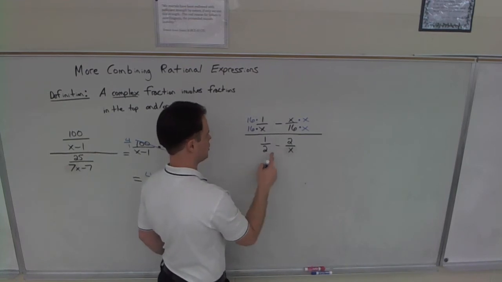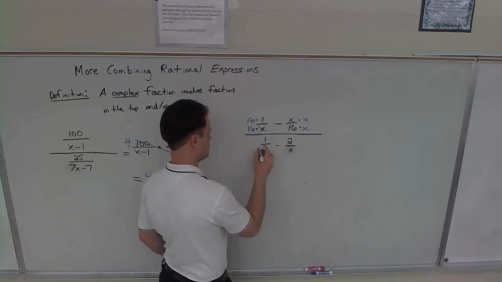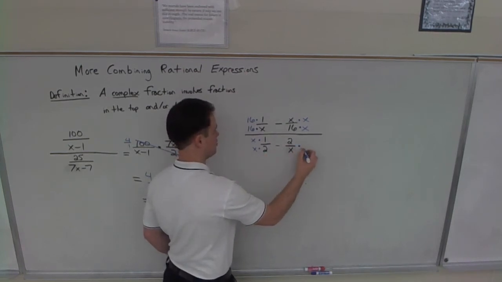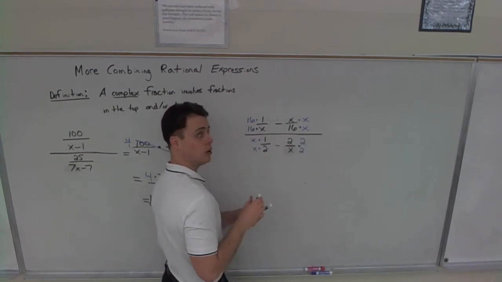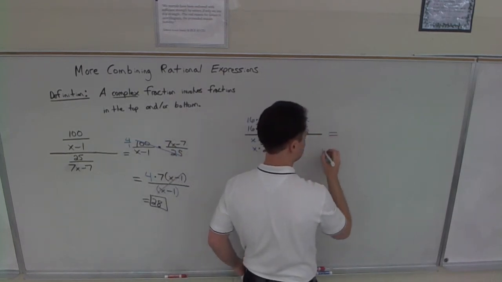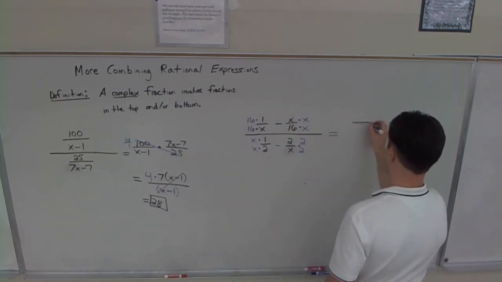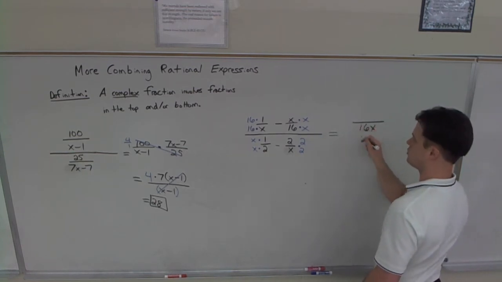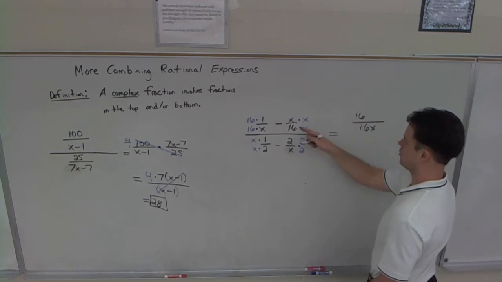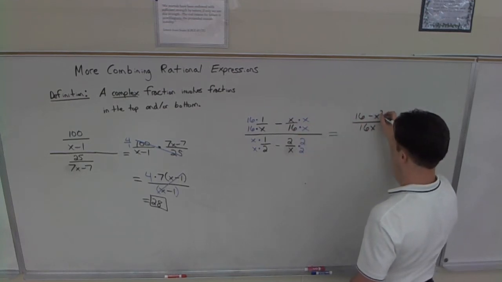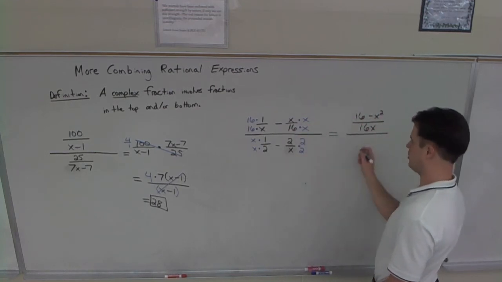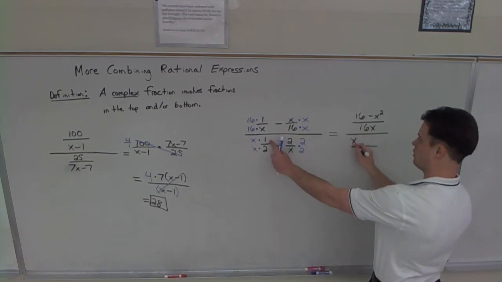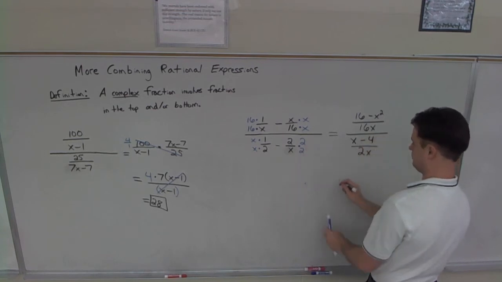On the bottom, the common denominator is 2 and x. This one's missing the x, and this one is missing that 2. So there you go, a bunch of clever ones. Before we flip, we're going to make this nice common denominator on top and bottom. On top, the common denominator is 16x. We have 16 over there, minus x squared here. On the bottom, the common denominator is 2x. We have x there, minus 4 here.